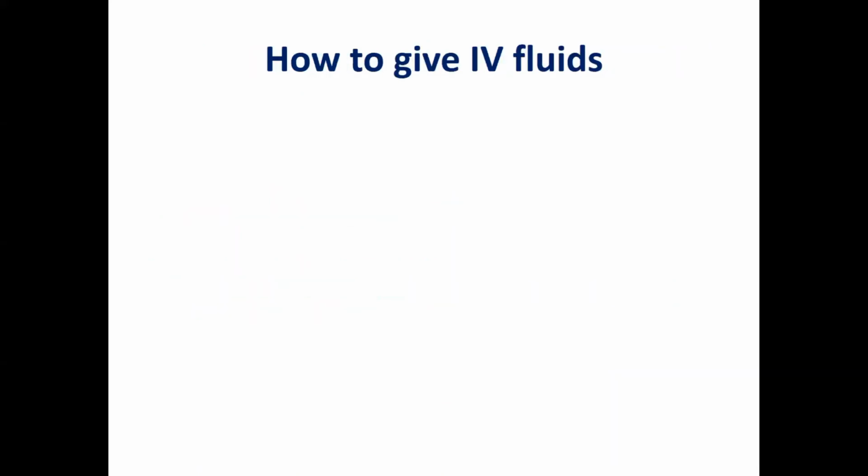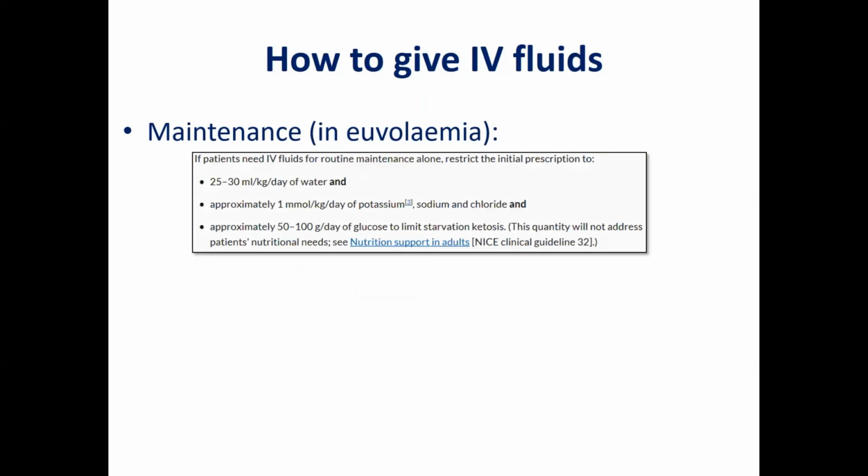So how do we go about giving IV fluids? Well, again, the NICE guidelines put it better as well as I could. In euvolemia, so when someone starts in a euvolemic state on the ward, they can't eat, for example, because they're vomiting or because there's something preventing them eating, they've got some sort of esophageal pathology. The guidelines say you should be giving 25 to 30 milliliters per kilogram per day of water and about 1 millimole per kilogram per day of potassium, sodium, and chloride, and a bit of glucose to limit starvation ketosis.